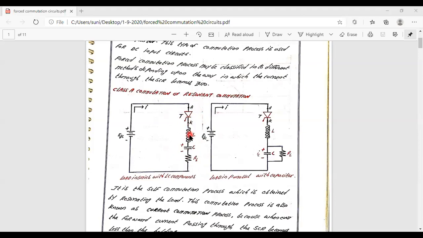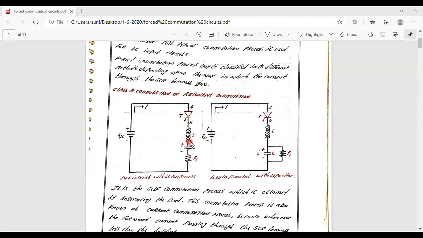Okay. So here, in the case of this class A commutation, whatever commutating elements are placed, those elements should be matched with the resistance which is connected earlier, such that it forms an underdamped condition, providing underdamped oscillations.